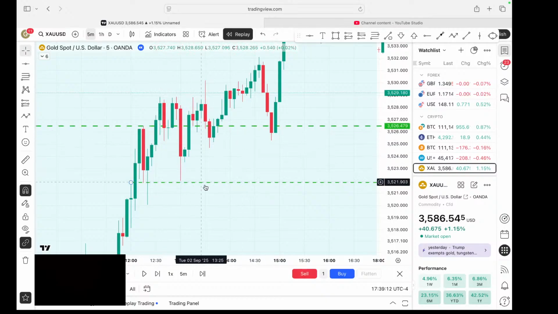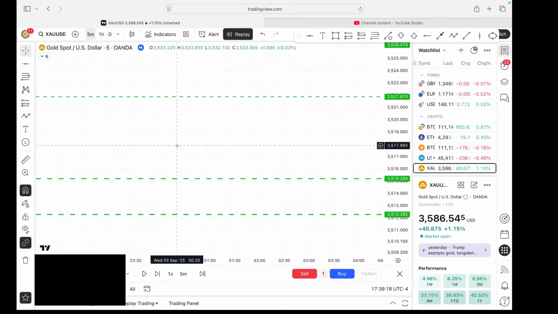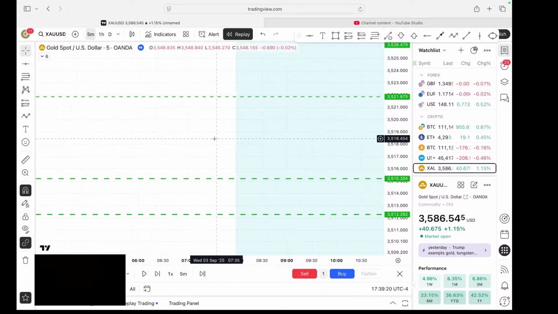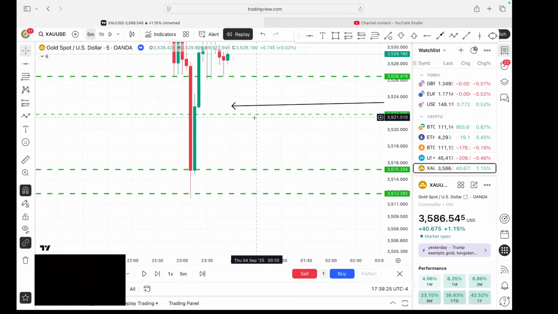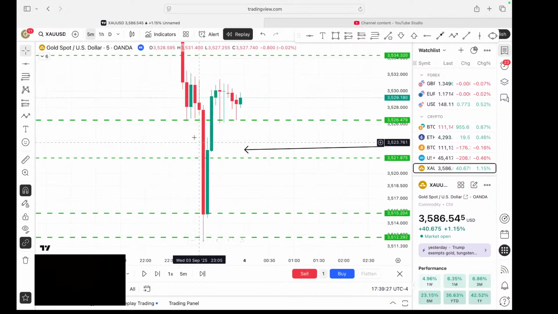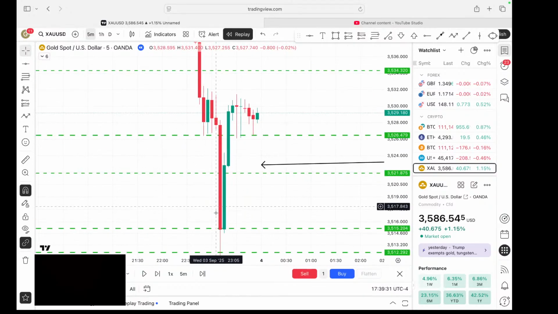All right, so we have two support areas on the smaller time frames. This is where confluence comes in, right? I need an indication that shows me price is ready to buy. And I got that indication from this second zone, not this first one. I didn't get no indication until right here. Boom. Big rejection off of this.